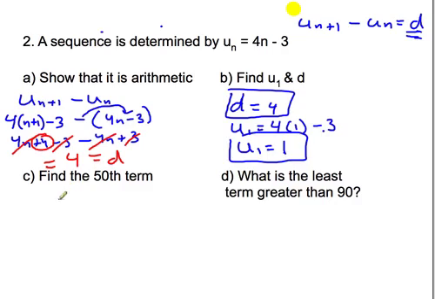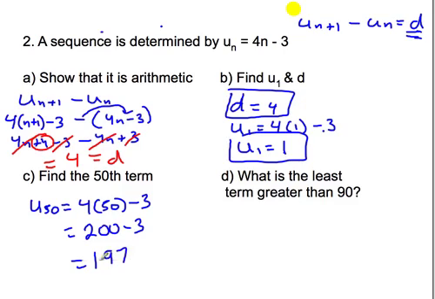And in the next question, find the 50th term. That's pretty easy. U sub 50 equals 4 times 50 minus 3, which equals 200 minus 3, which equals 197.